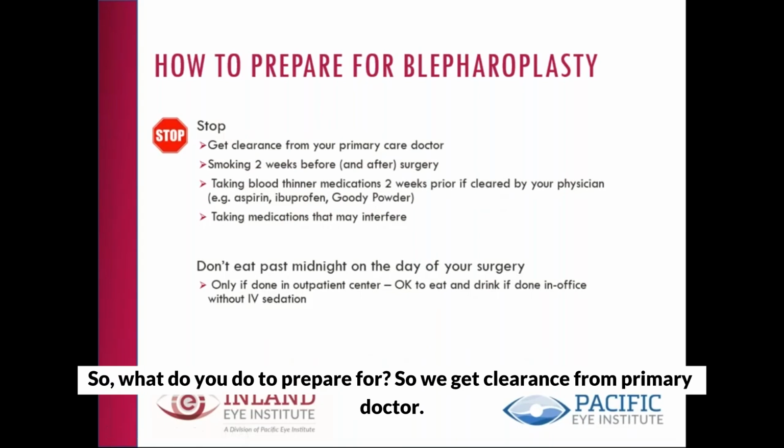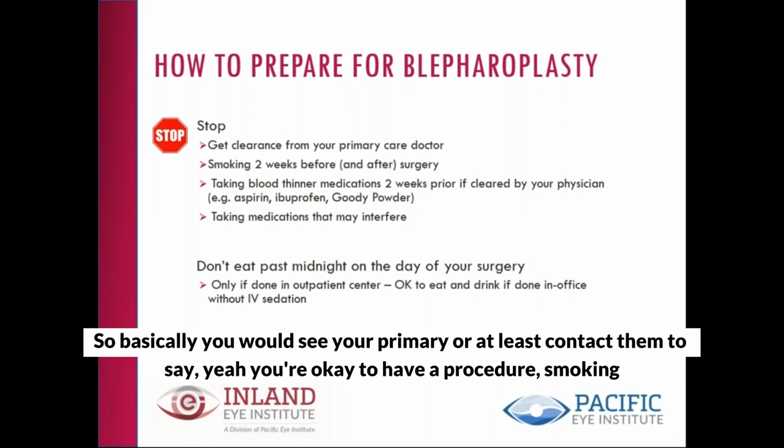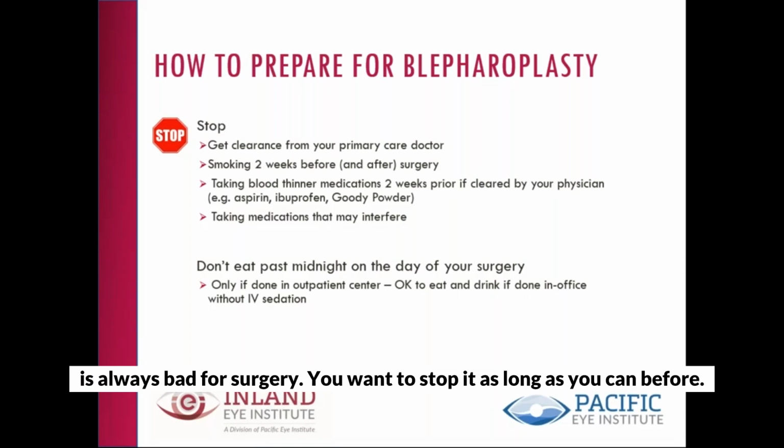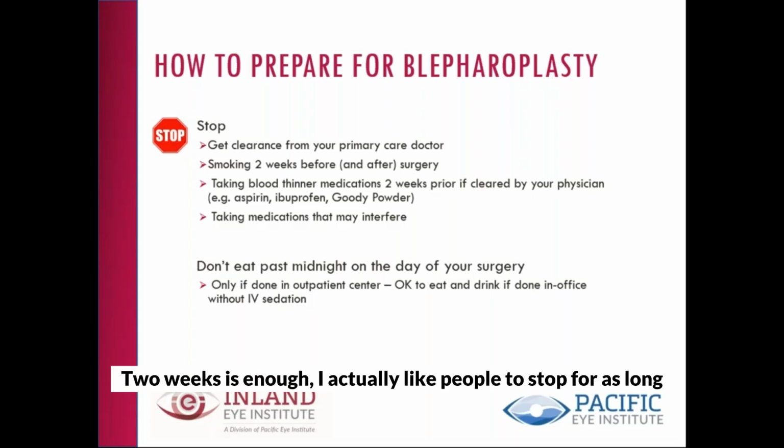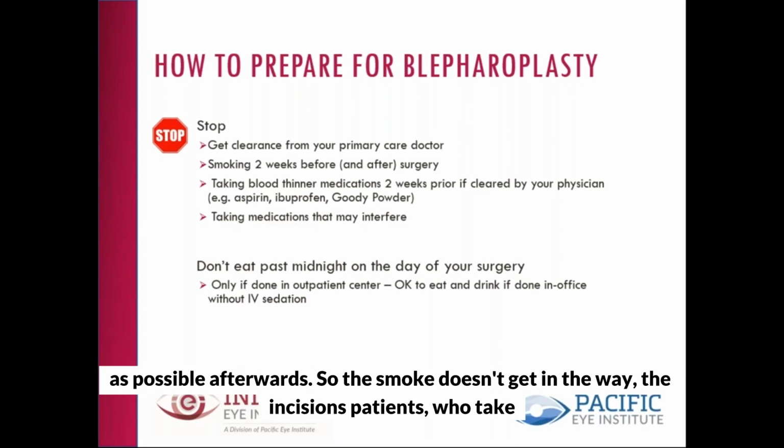So what do you do to prepare for it? So we get clearance from primary doctors. So basically you would see your primary or at least contact them to say, yeah, you're okay to have a procedure. Smoking is always bad for surgery. You want to stop it as long as you can before. 2 weeks is enough. I actually like people to stop for as long as possible afterwards so the smoke doesn't get in the way of the incisions.